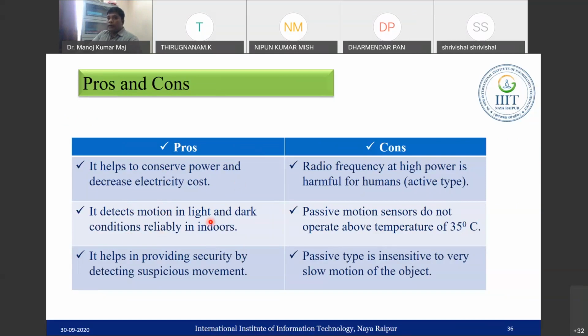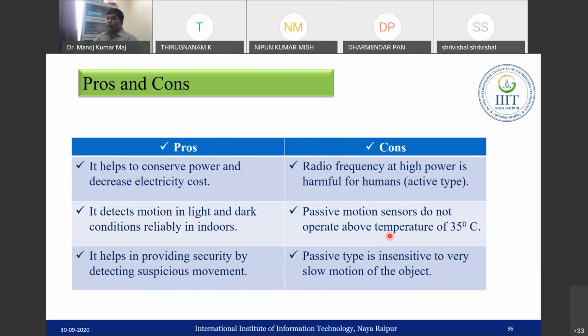And it detects motion in light and dark conditions, reliably indoors, and it helps in improving security by detecting suspicious movements. So these are some of the pros, but there are also some drawbacks, like radio frequency at high power is harmful for humans, because it can work in the infrared. So it may be a drawback for humans.